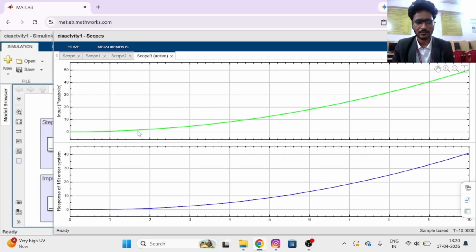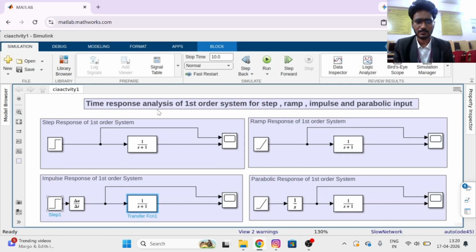So it is a parabolic function which is increasing exponentially, and the blue line indicates the response of that line, which is exponentially increasing, but that exponential is greater than the input. So it is likewise the response of all the systems that I see. So these all discussed how the step, ramp, impulse, parabolic inputs give response to us for the first order system. So this is all about that.